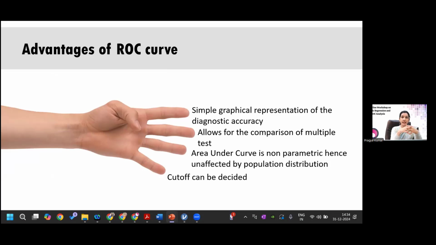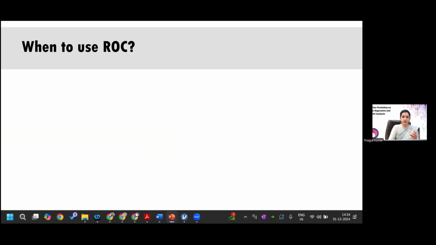And again, area under the curve. So you know, there is something known as the AUC. AUC is the area under the curve, and this is given by the software, and you have to interpret it. Again, it is non-parametric, so it is unaffected by the population distribution. So it is good that in case of diagnostic accuracy, you don't have to check the assumption of normality, the normal distribution, and you can decide for a cutoff.